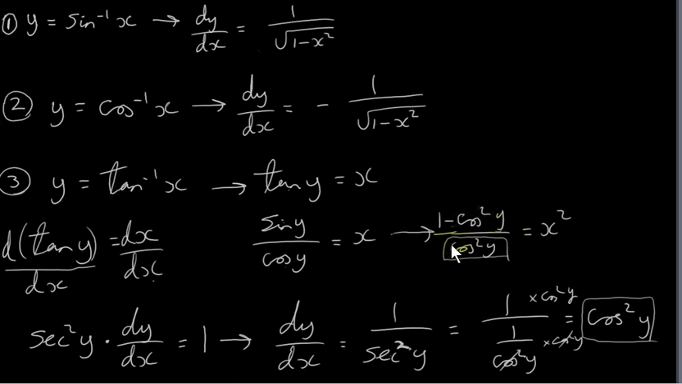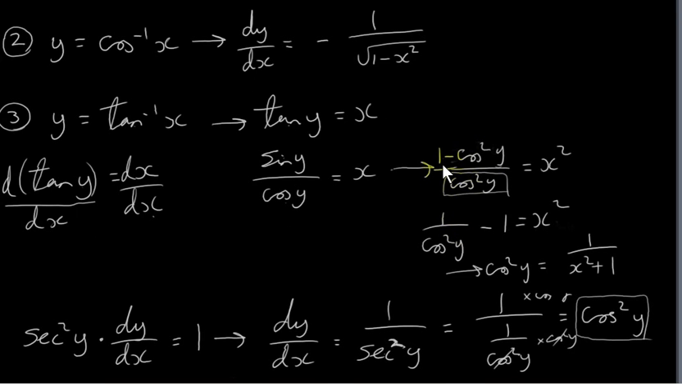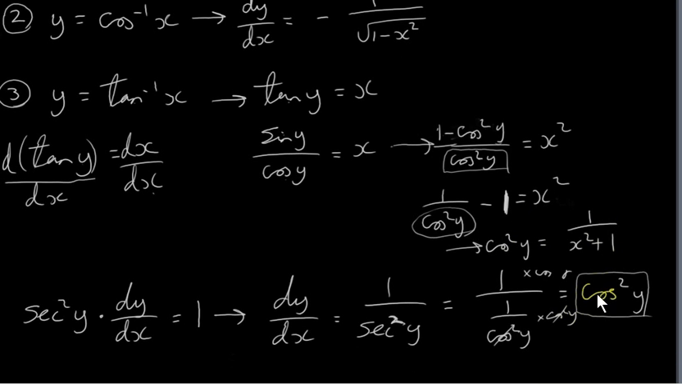And we can break this down. We can write this as two fractions: 1 over cos squared y minus cos squared y over cos squared y. Cos squared y over cos squared y is 1. And then we can isolate: bring the minus 1 over, it becomes plus 1. We get 1 over cos squared y equals x squared plus 1. Turn both sides upside down, so cos squared y over 1, or just cos squared y, is 1 over x squared plus 1. So dy/dx is equal to cos squared y, which is 1 over x squared plus 1.